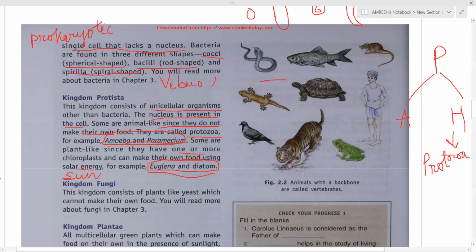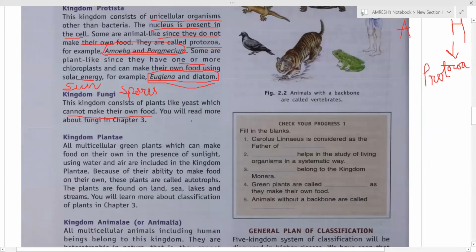Next is your kingdom Fungi. Kingdom Fungi, they cannot make their own food and they produce spores. In detail, we will read in the next class about fungi. Here, just to remember, they do not make their own food and they produce spores. Examples are yeast, but there are many examples: penicillium, neurospora, aspergillus. Mushroom is a fungus. So we will read that in detail.